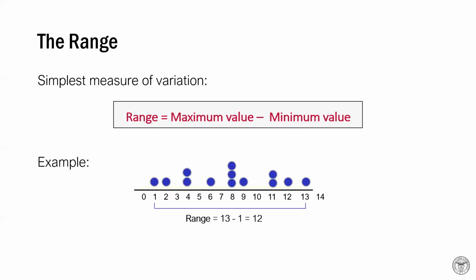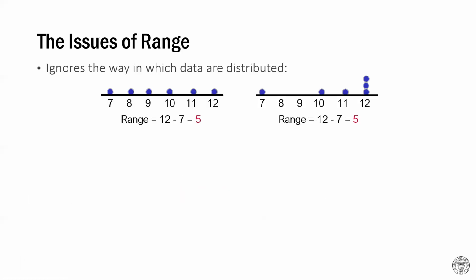The range is the simplest measure of variation. The value of range is given by the maximum value minus the minimum value. For example, in this given data set, the highest value is 13, and the lowest value is 1. Thus, the range is equal to 13 minus 1 equal to 12. The biggest issue of range is that it ignores the distribution of data.